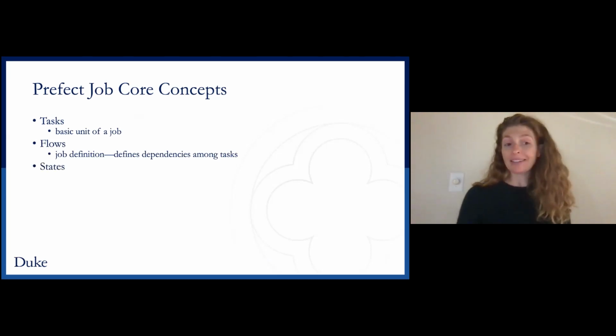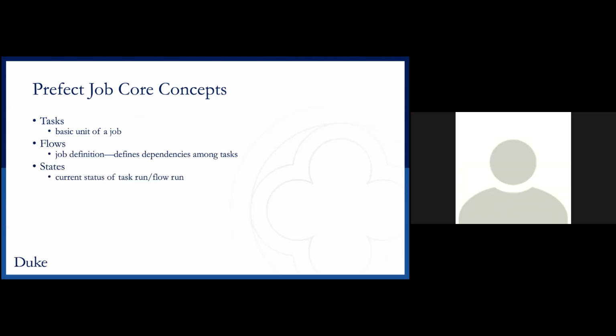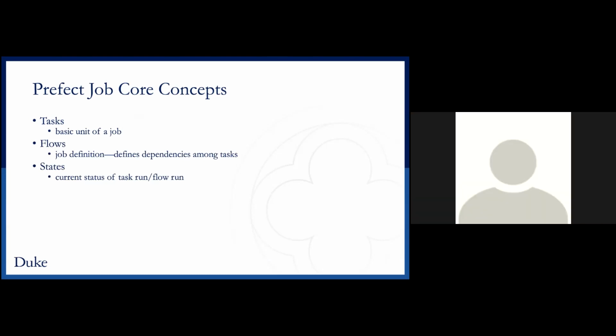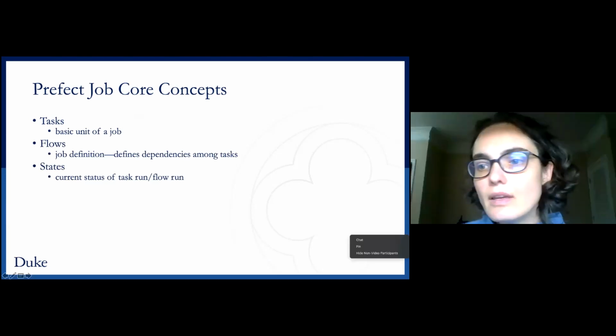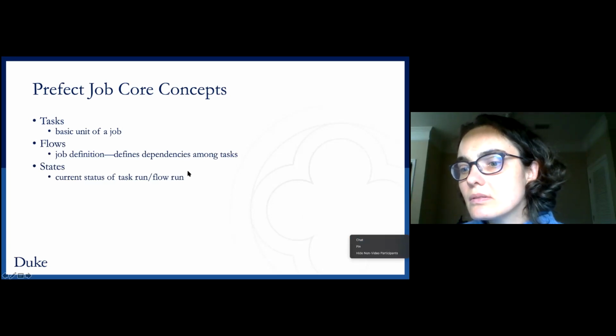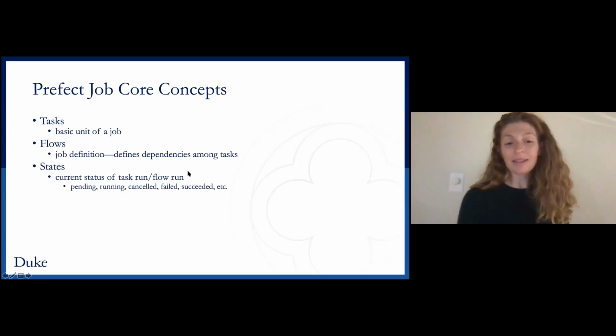Every flow and task has a state. So that's just the current status. And that can be things like, sorry, I think somebody might not be on mute. Yeah. That can be things like pending, canceled, running, etc.